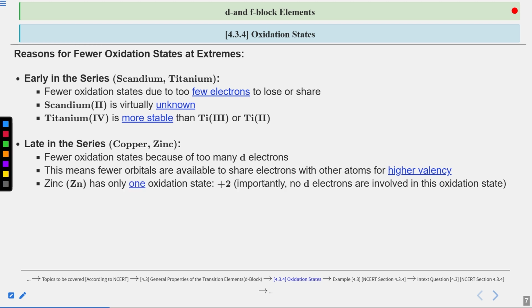Zinc has only one oxidation state, that is +2. Importantly, no d electrons are involved in this oxidation state. If you see the configuration of zinc, it is argon 3d10 4s2. Now when it loses its 2 electrons, it becomes zinc 2+, and it has a configuration of argon 3d10, which means a fully filled, stable configuration. So zinc has only one oxidation state, +2, and no electrons from the d orbital are involved in it.